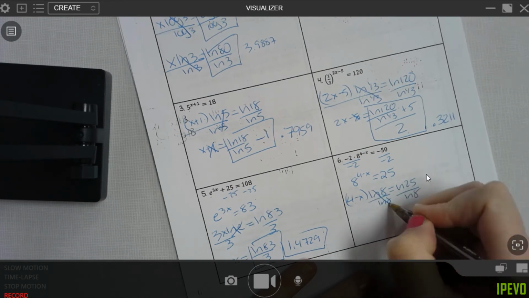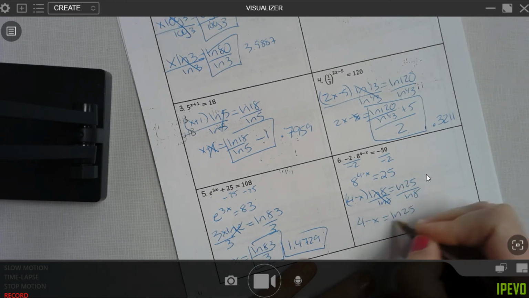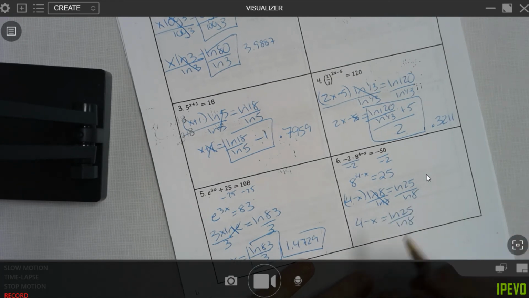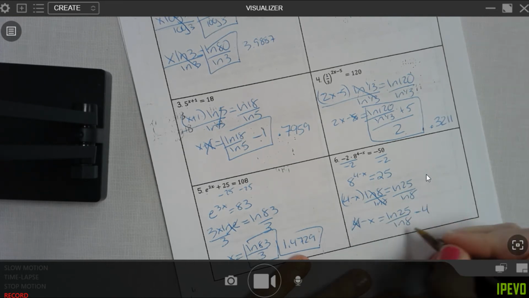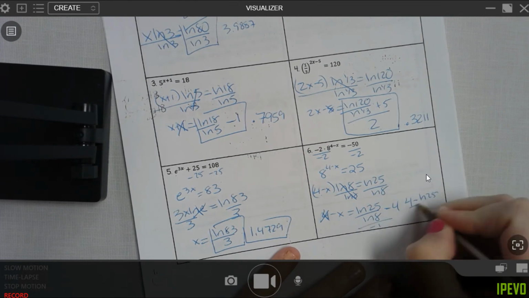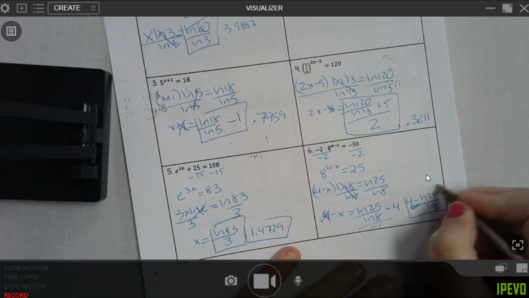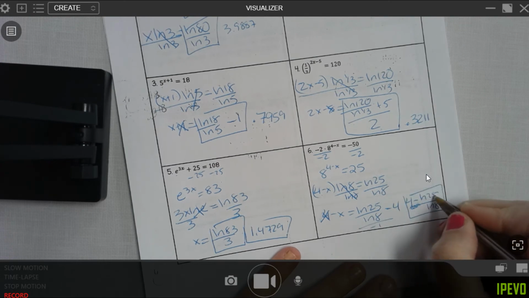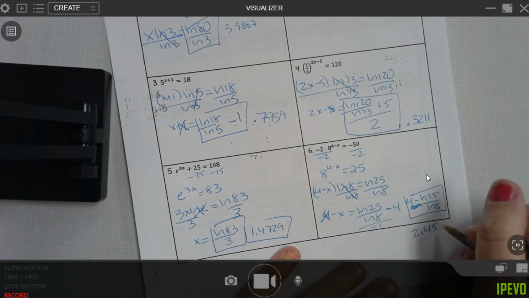So divide by natural log of 8. So I have 4 minus x equals natural log of 25 over natural log of 8. Subtract over my 4. And then I divide by a -1. So divide that whole thing by -1. So I'd end up with 4 minus natural log of 25 over, oopsie, not the whole thing, over right here. So it's 4 minus natural log of 25 over natural log of 8. So don't make that whole fraction like I was doing. And that's about 2.4520.